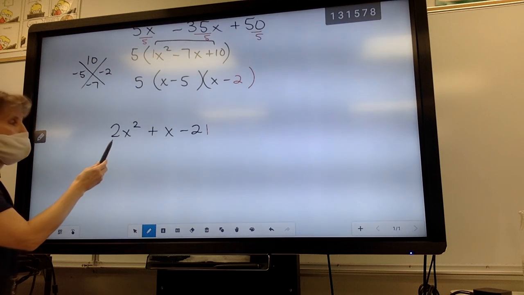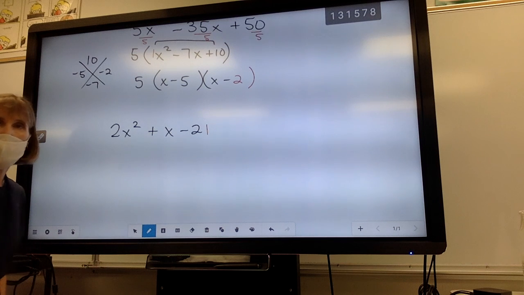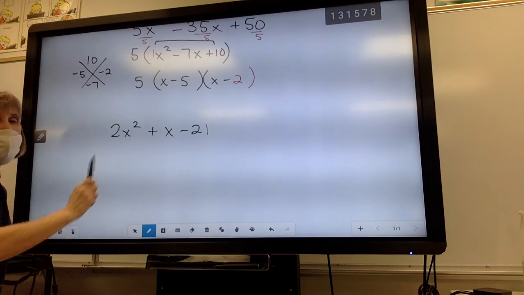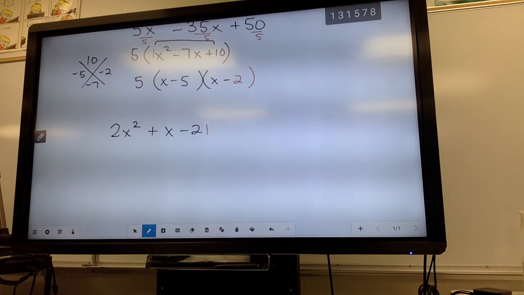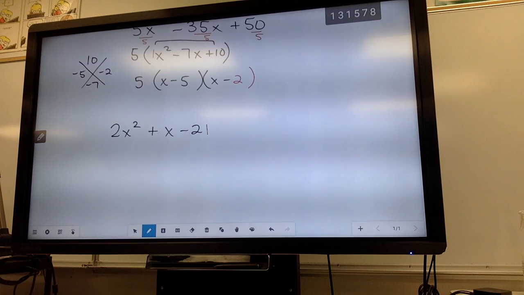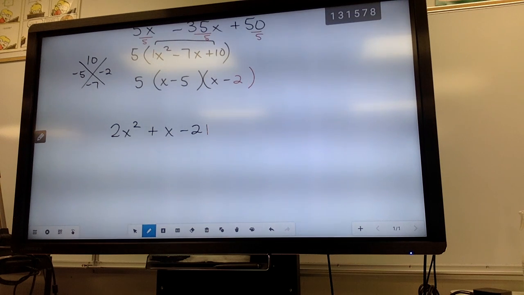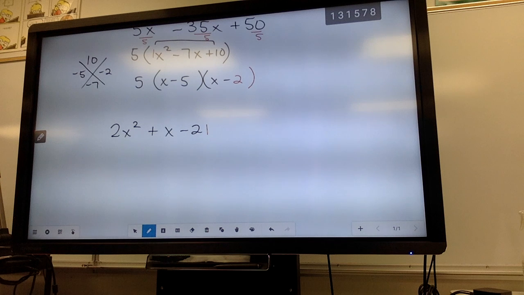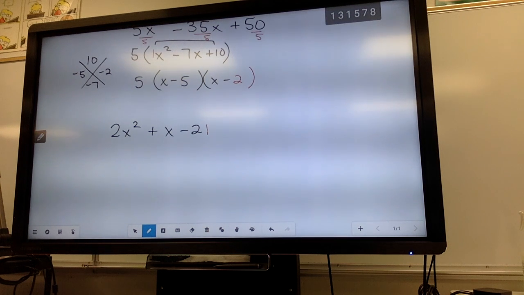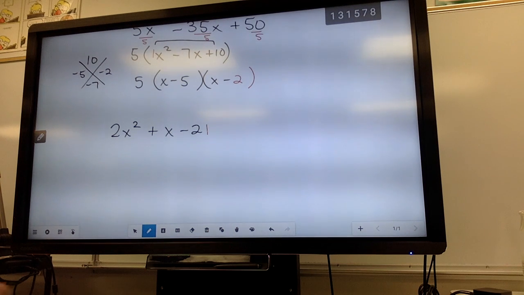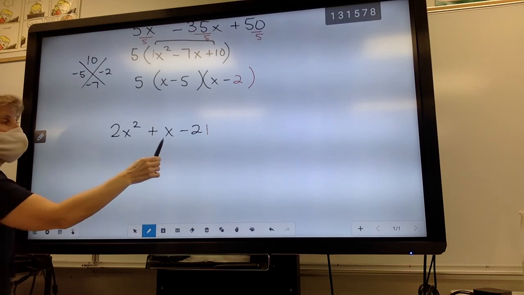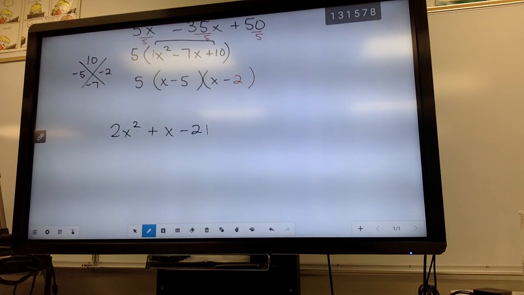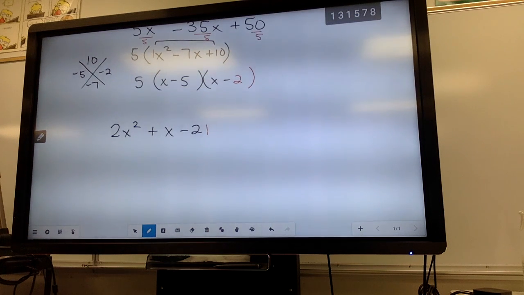Notice that my leading coefficient is not a 1 anymore. Do these 3 terms have a greatest common factor? No. Do all terms contain x? No, they don't. So x is not part of the greatest common factor. Is there something other than a 1 that divides into a 2x squared, a 1x, and a negative 21? No. So there's no greatest common factor.